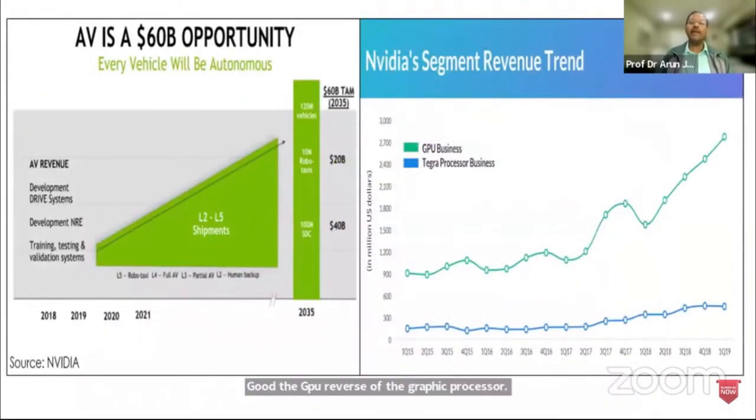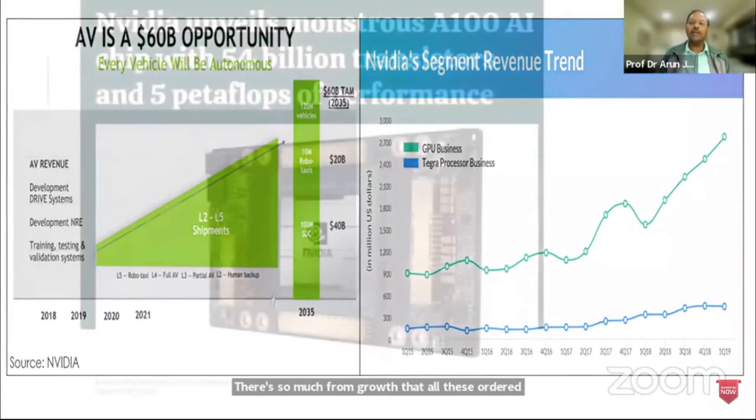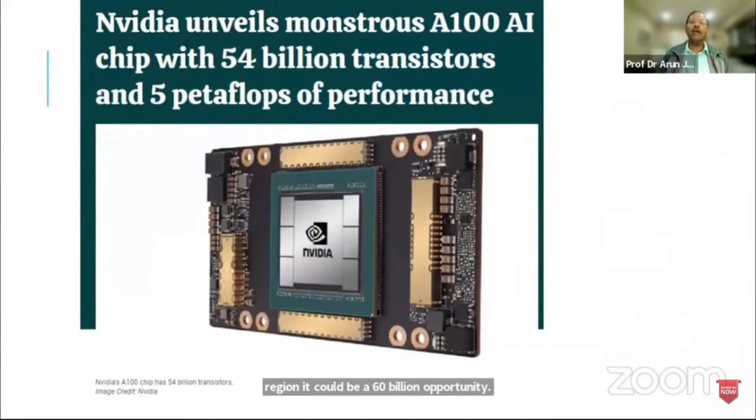In fact, at present, there's so much growth that all this audiovisual, it could be a 60 billion opportunity. And recently, NVIDIA unveiled a monster called the A100 AI chip.